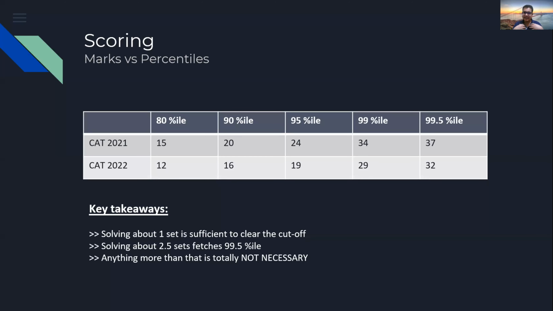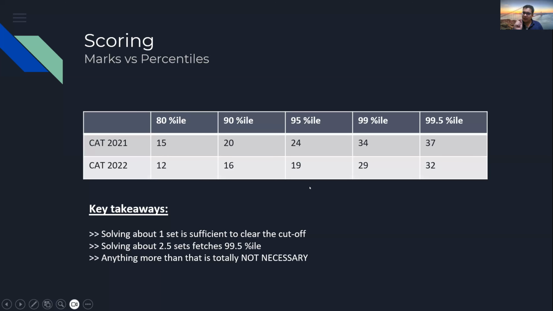I have written 5 CATs in my experience. There has never been an exam without at least one set which is doable. So you just have to identify that one set out of the 4. Spend 5 minutes, scan through all the sets, and identify that one set which you think the exam setter wants everybody in this exam to solve. If you just solve that one set, you have already cleared the 80th percentile. Anything above that is a bonus and will only take you further to the 99th percentile.